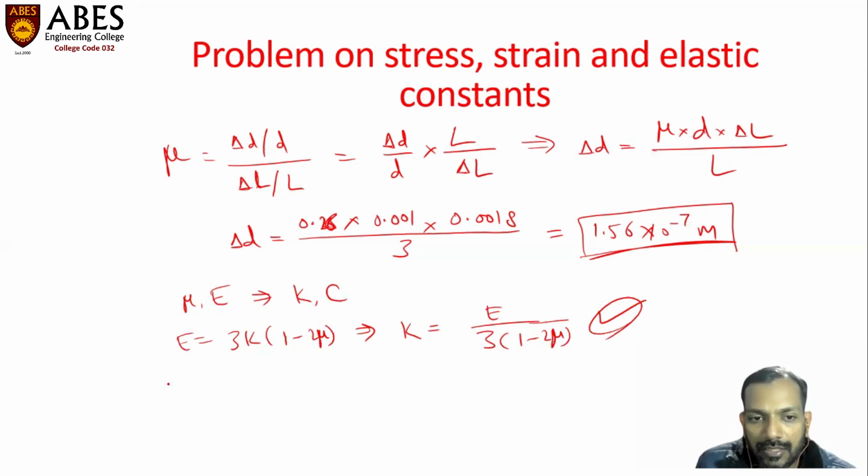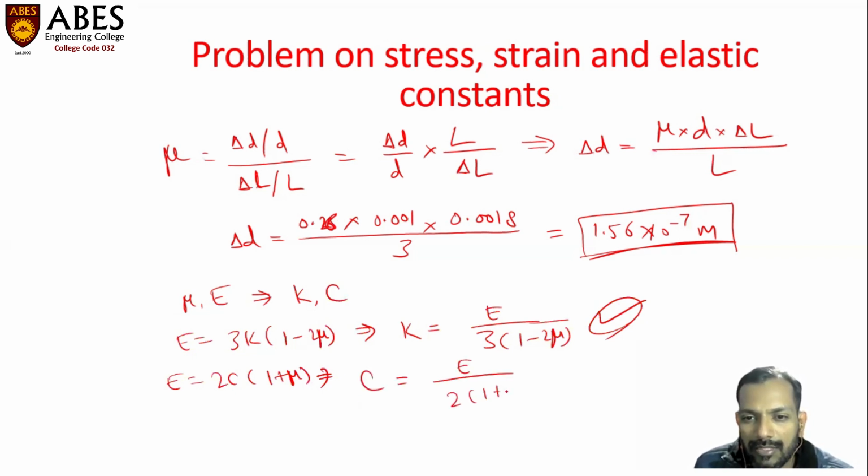There is one more relation. E is equal to 2C into 1 plus mu. From this, we can get the value of modulus of rigidity, E upon 2 into 1 plus mu. So it is not asked in this question, but in some other problems you can observe that sometimes this modulus of rigidity or bulk modulus is also asked. So these two values can be calculated very easily using these data, means Poisson's ratio and Young's modulus. Only these two values are to be found. We can calculate the other two values very simply. So that's all for this part.